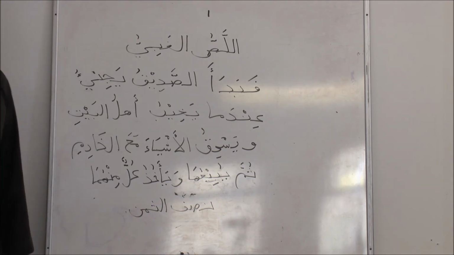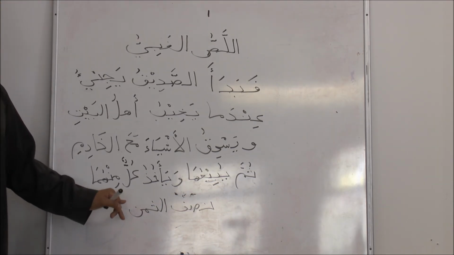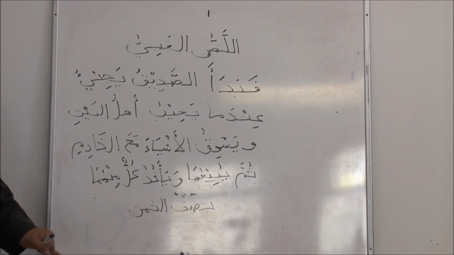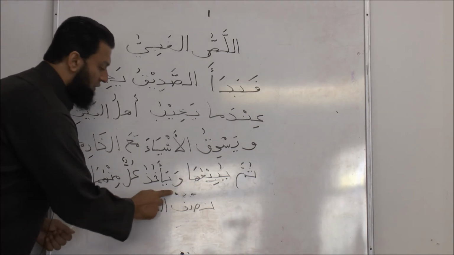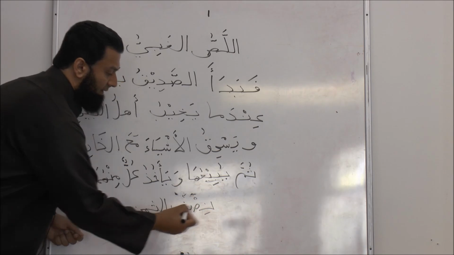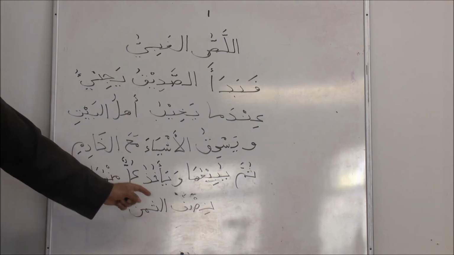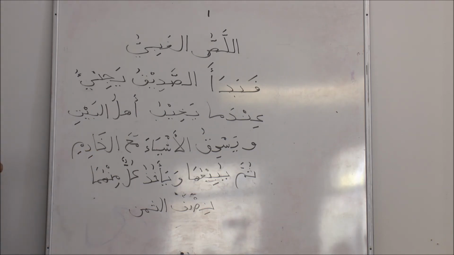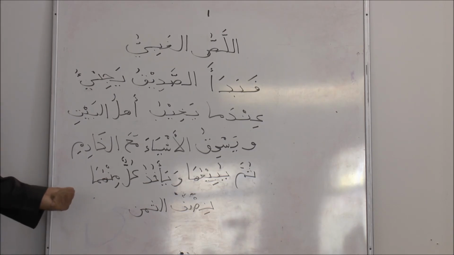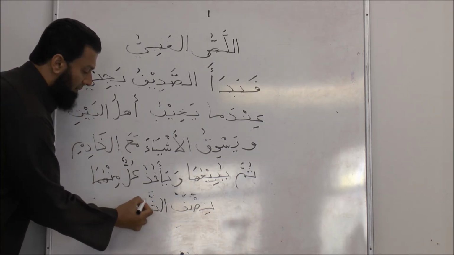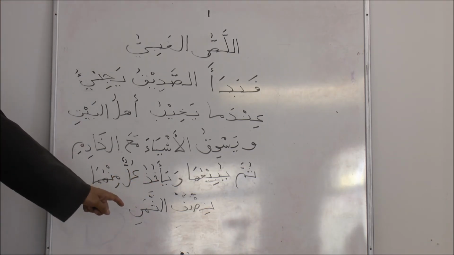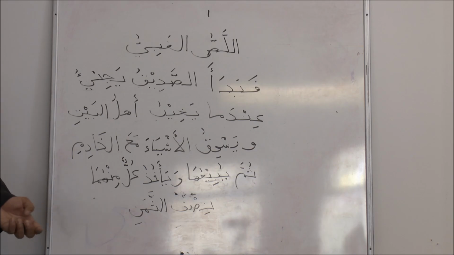What does nisfun mean? Nisf, half. Thaman, we've done thaman: price. Okay, so what's going to be on the fat-ha and the noon? Read it and tell me. I think it's going to be an idafa. So the easy one is what goes on the noon? Nisfa, thamani. So what goes on the fat-ha? Nisfu, I mean, Dhamma. Why Dhamma?